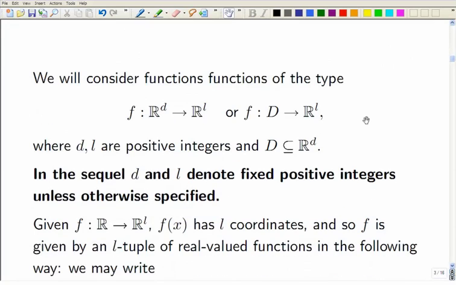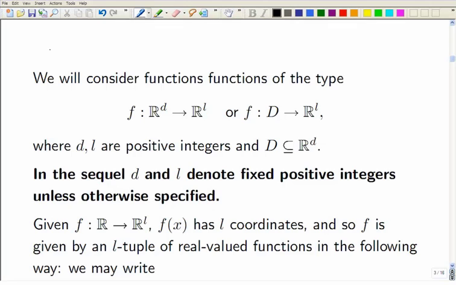We're going to allow functions from R to the d to R to the l. And so from now on, d and l will be fixed positive integers, which we may occasionally specialize for examples. And you'll just be assuming that your domain is R to the d and your codomain is R to the l, or you may work with some subset of R to the d.